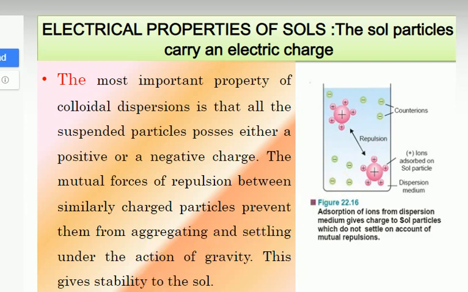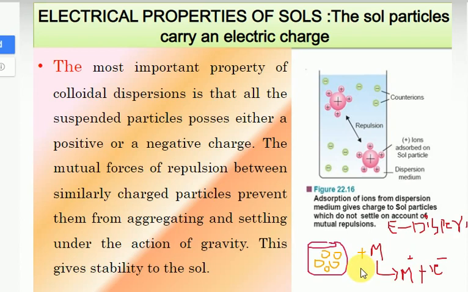Students, the most important thing is this. You may have one doubt: sir, can colloidal particles be positively charged or negatively charged, and how do they get this charge? For that, there are two methods: the preferential adsorption method and the electrical dispersion method.